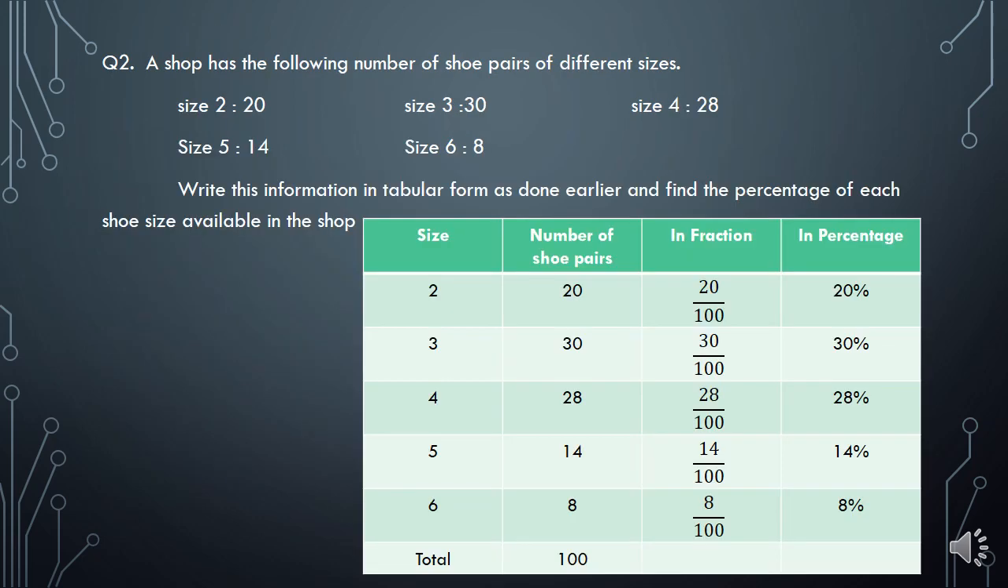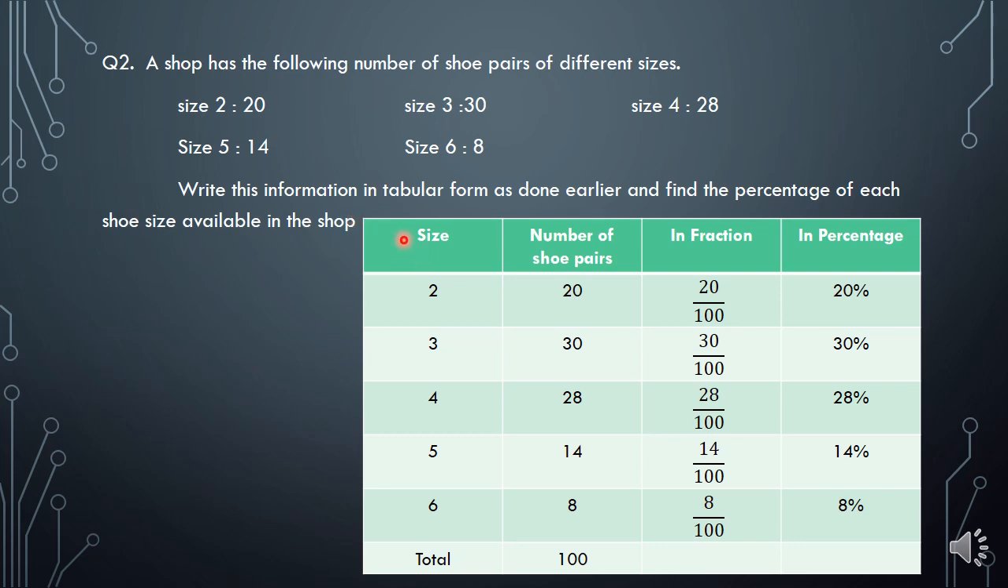This is question number 2 from try this question. A shop has the following number of shoe pairs of different sizes. Size 2 we have 20 pairs, size 3 we have 30 pairs, size 4 28 pairs, size 5 14 pairs, size 6 8 pairs. Write this information in tabular form as done earlier and find the percentage of each shoe size available in the shop. Children, here we have no place in the textbook to write, so you have to do this question in your notebook. Okay, children. Here, how can we form the tabular form?